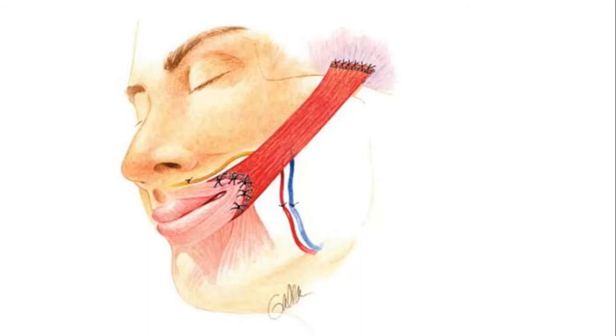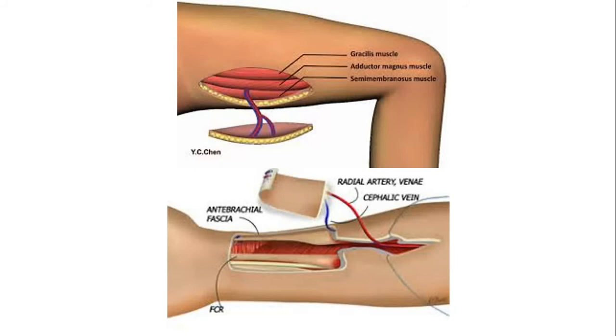Also here you can see this muscle is placed to replace the masseter action of the mouth, or for reconstruction in facial surgery. Here gracilis muscle is used. Other muscle which can be used is the radial one. The radial artery is taken to replace it, and here is the gracilis muscle.